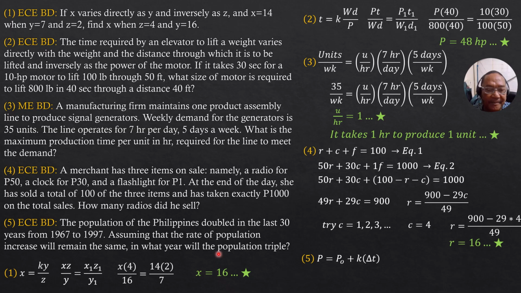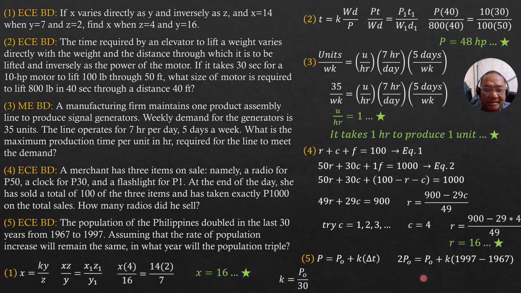So that we can solve for the year where the population will be triple of the original. So for the first condition, P is 2P0 equals P0 plus K times 1997 minus 1967, which is 30. Solving, K is equal to P0 over 30.